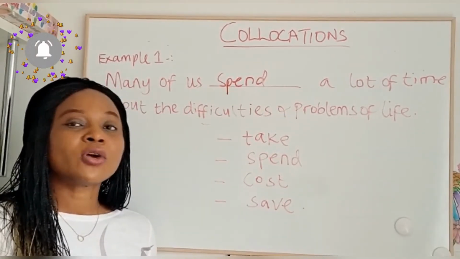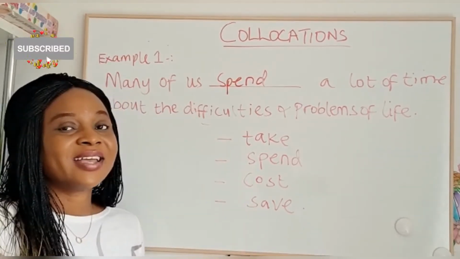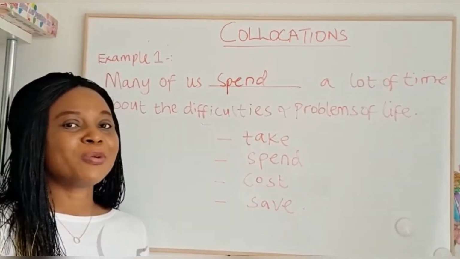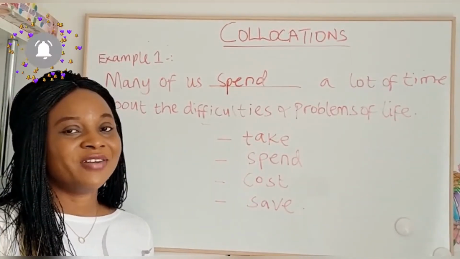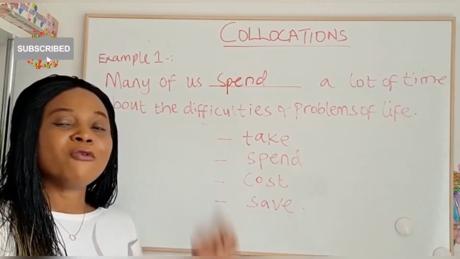You spend a lot of time talking about it or brooding about it. So spend will be the right answer here. And guess what? Spend a lot of time is a collocation. I know you've probably been using it all this while, but you never knew. Let's take another example just for you to have a better understanding of what collocations are.